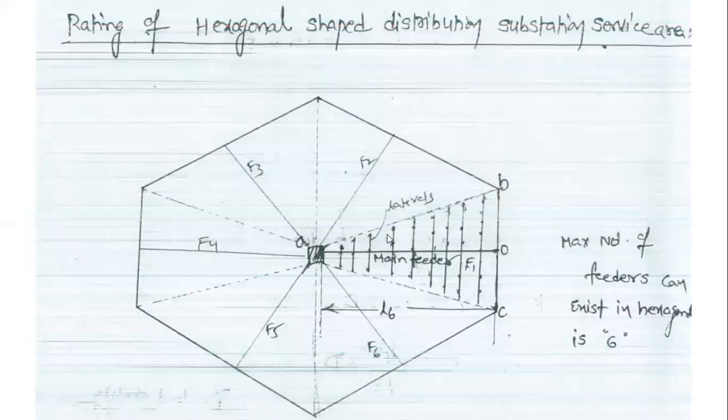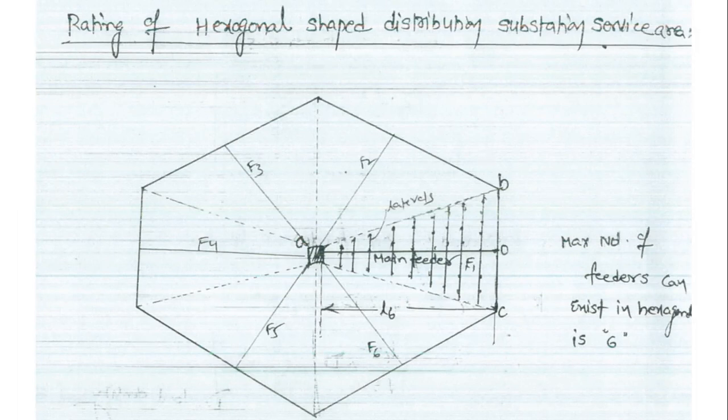In the same way, we calculate for the hexagonally shaped distribution substation. In the previous derivation, we took the square shaped distribution. In this derivation, we are considering the hexagonally shaped distribution substation. Hexagonally shaped means that the maximum number of feeders is 6.